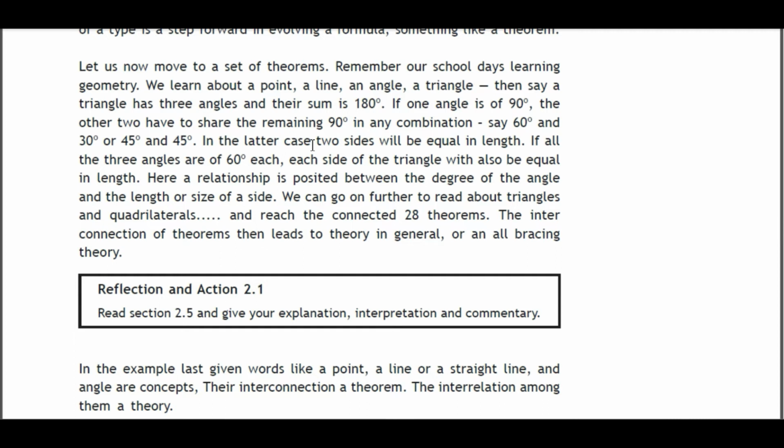In the latter case, two sides will be equal in length. If all the three angles are of 60 degrees, each side of the triangle will also be equal in length. Here a relationship is established between the degree of the angle and the length or size of a side. We can go on further to read about triangles and quadrilaterals and reach the connected 28 theorems. The interconnection of theorems then leads to theory in general, or an all-embracing theory.